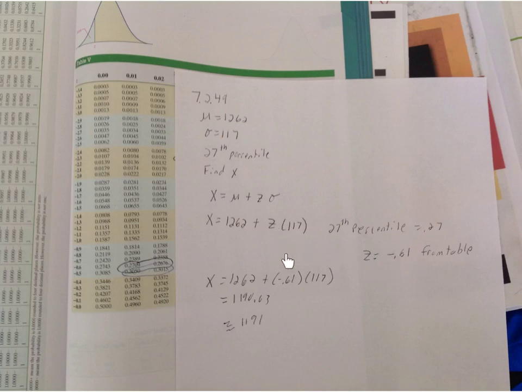So then I put it in there. Then you just do the arithmetic, and it tells you to round to the nearest whole number. So I guess it's 1,191 would be at the 27th percentile.